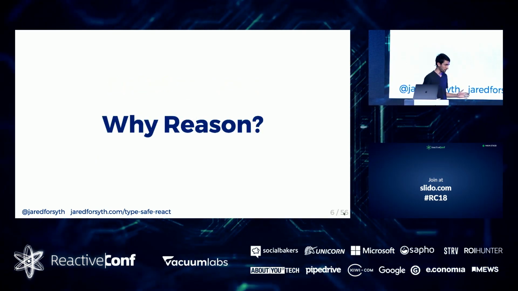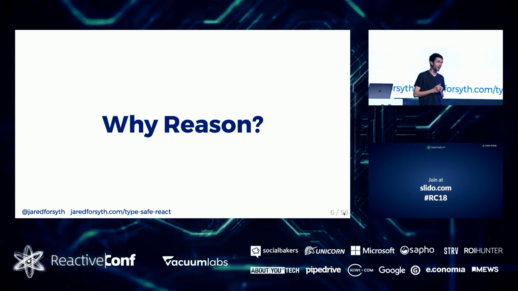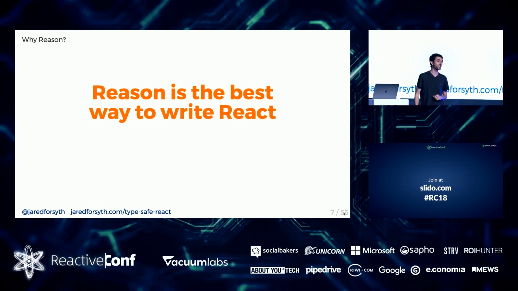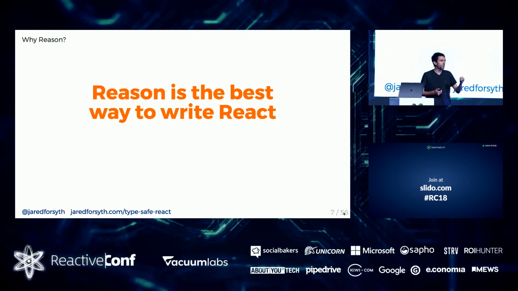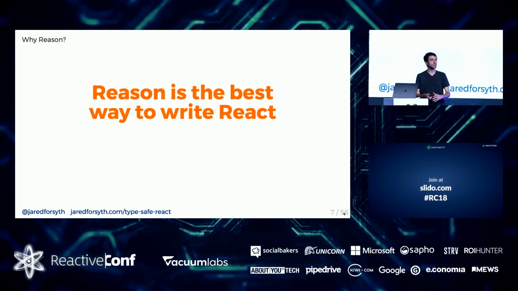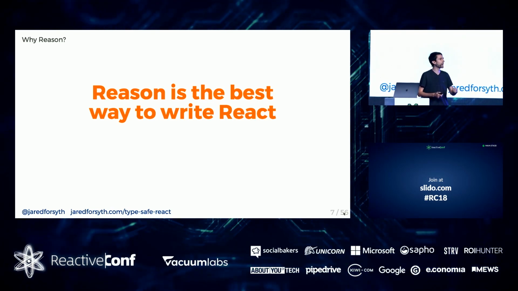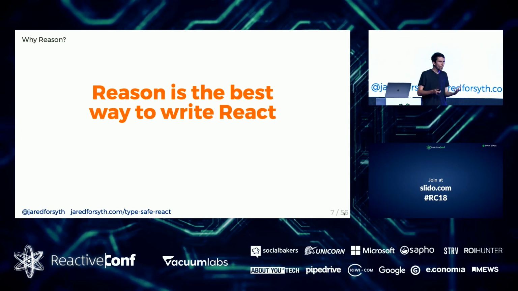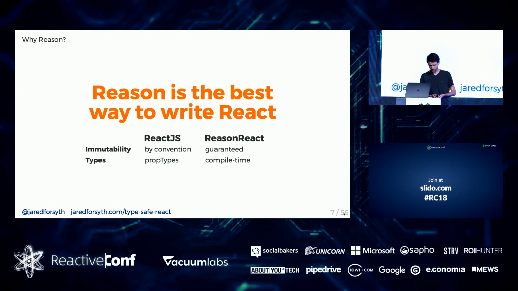So first, why Reason, right? And if you were paying attention during David Kopal's lightning talk yesterday, you already know the answer to this, right? Reason is the best way to write React. And the reasons for this are that React was originally developed not in JavaScript, but in standard ML, which is a cousin language to OCaml. And so core principles of React, like immutability, like defining prop types, feel a little foreign in JavaScript, but are right at home in Reason and Reason React.